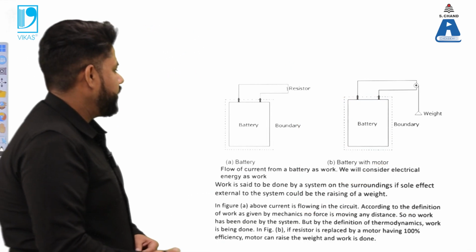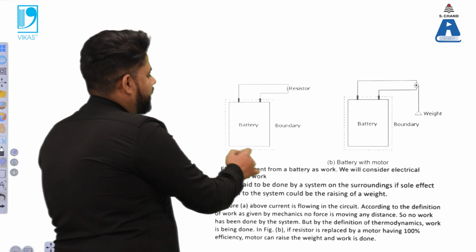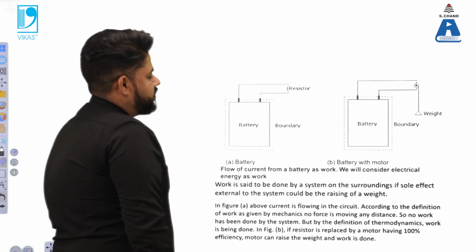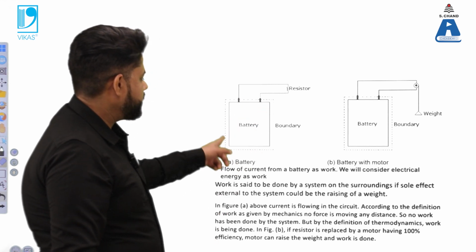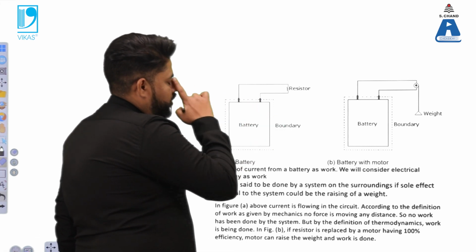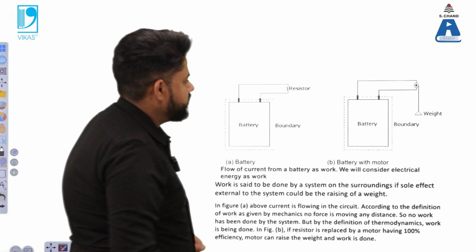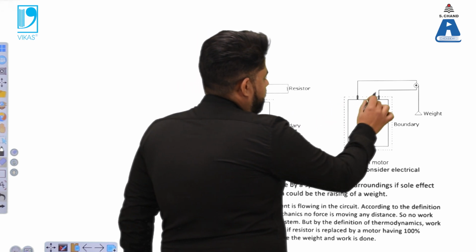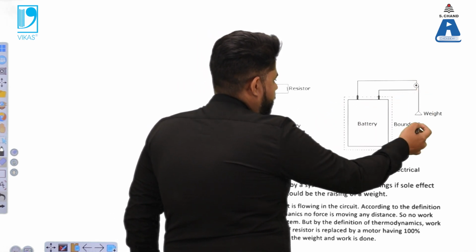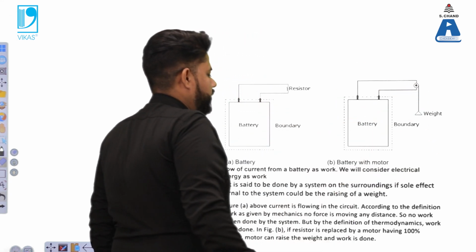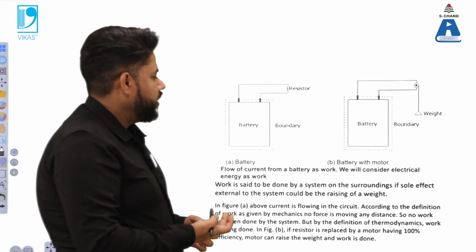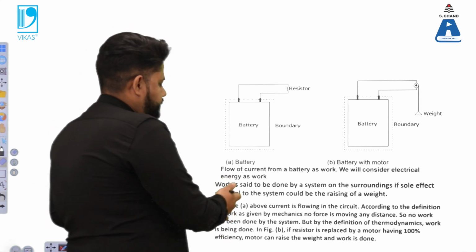Now let's say, for an example, you have a battery, and that battery is connected to that particular resistor, and this system you are considering, and there is a boundary being used to denote that particular system. Now this resistor is being replaced with an arrangement whose sole effect is the raising of that particular load. So the motor is connected, and that motor is required to raise that particular load.